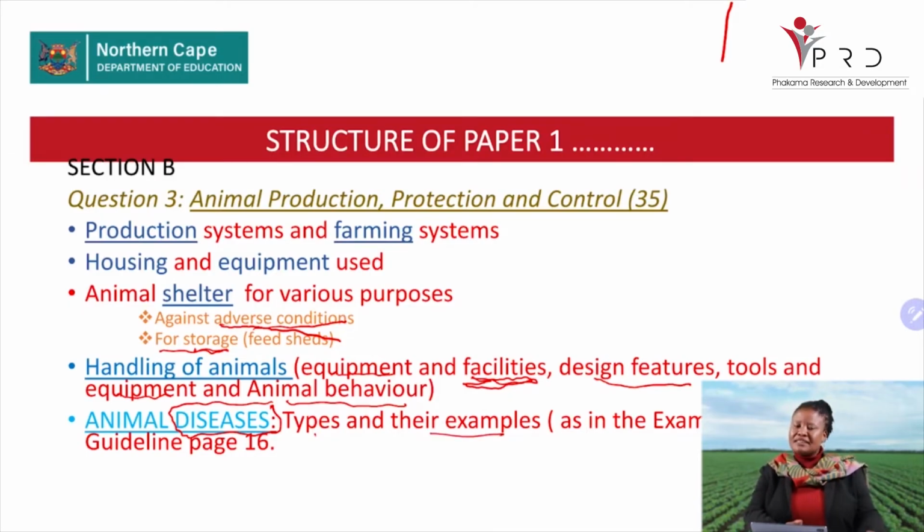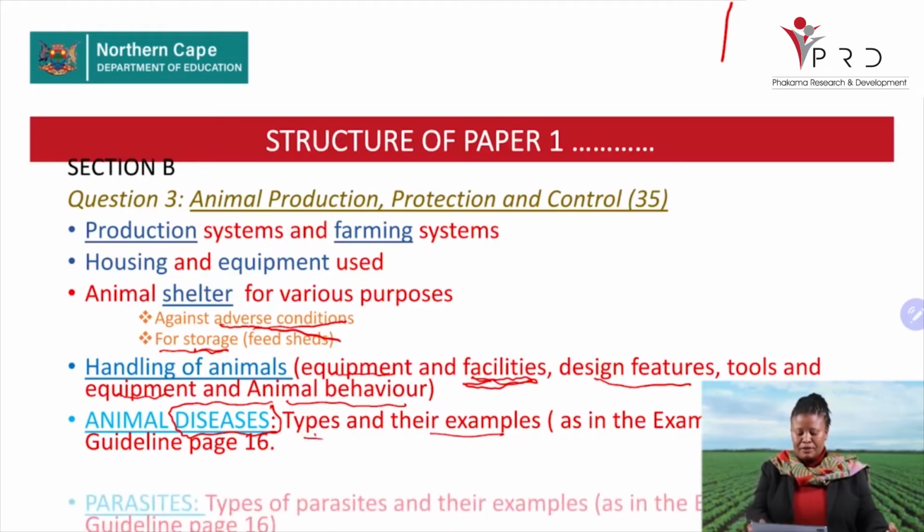What are viral diseases? If we talk of rabies, is it a viral disease or is it a bacterial disease? If we talk of foot and mouth disease, what type of disease is that? And what symptoms? And how can you control it? So as it is stipulated on page 16 of your exam guideline, it is important to know which diseases to look at, which diseases to prepare, which types, and what are the examples.